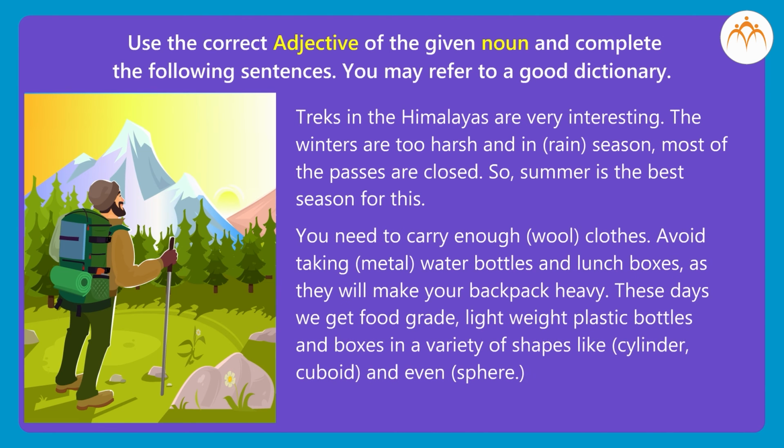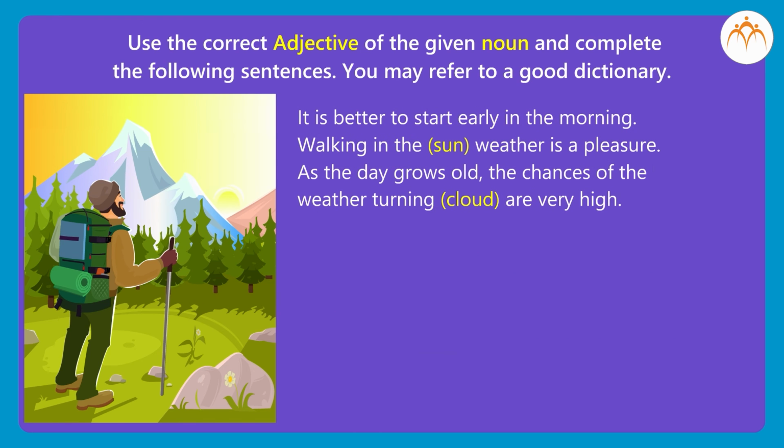You need to carry enough wool, clothes, avoid taking metal, water bottles and lunch boxes as they will make your backpack heavy. These days we get food grade lightweight plastic bottles and boxes in a variety of shapes like cylinder, cuboid and even sphere. It is better to start early in the morning. Walking in the sun weather is a pleasure. As the day grows old, the chances of the weather turning cloud are very high.